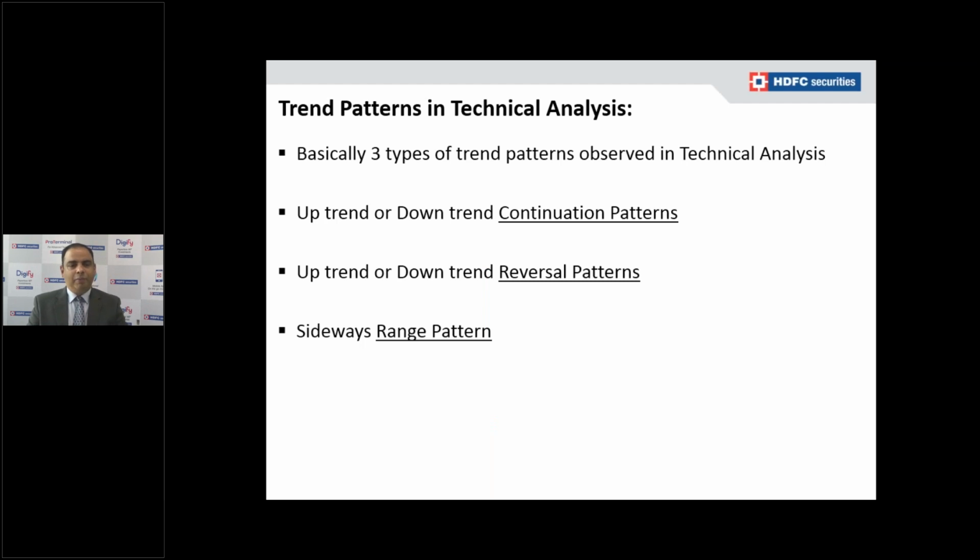So friends, normally trend patterns in technical analysis are of three types: uptrend or downtrend, which are called continuation patterns, in some cases reversal patterns, and sideways range patterns. Normally the market moves randomly. Sometimes it moves up, sometimes it shows some consolidation, sometimes it shows some correction. The whole trend includes these three parts. We will learn this step by step in the next 35 minutes.